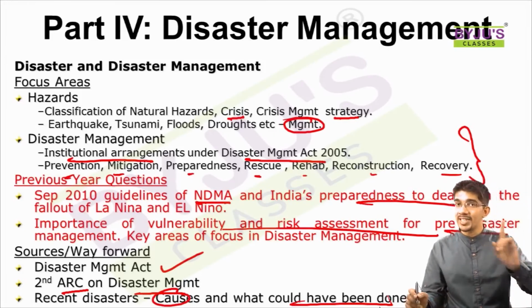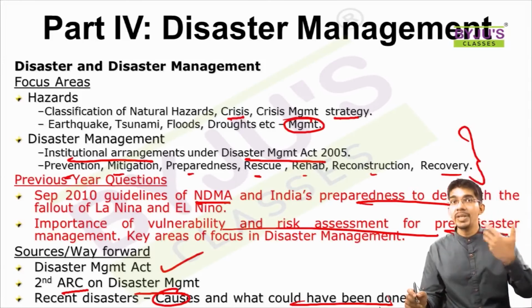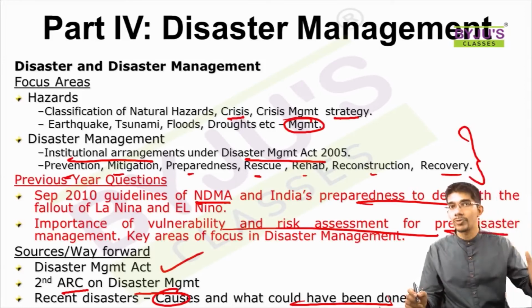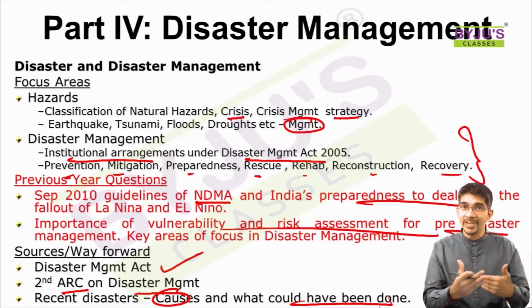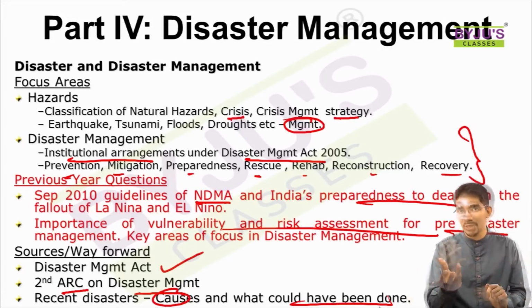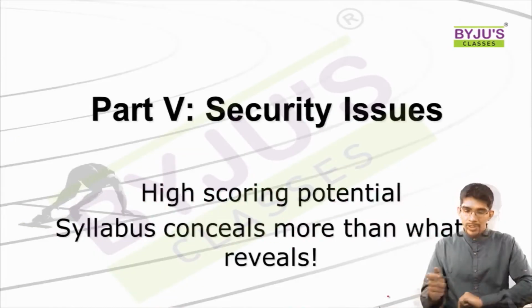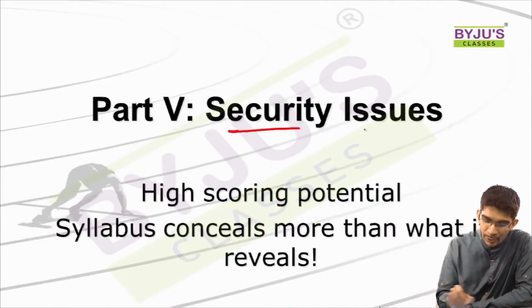Now make sure you do not only restrict yourself to natural disasters. Man-made disasters are also possible, so have a look out for those as well. So things like the Bhopal gas tragedy become important because an anniversary is coming up, and whenever an anniversary comes up, the potential for questions is there. Man-made and natural disasters. So now we come to the fifth part, which is security issues.